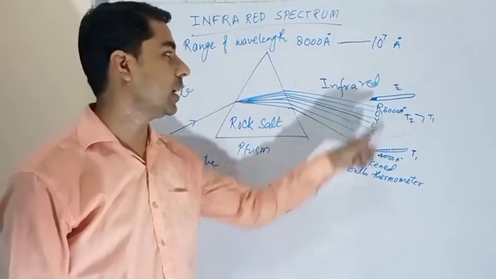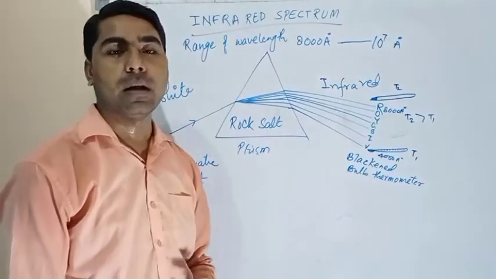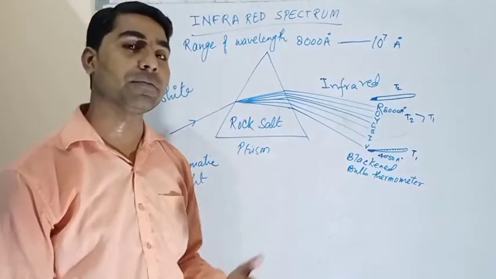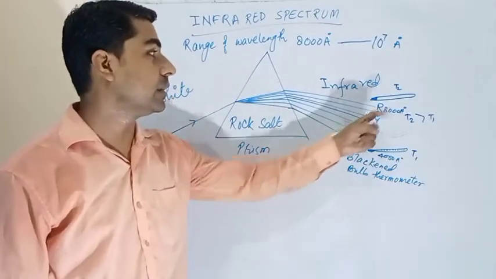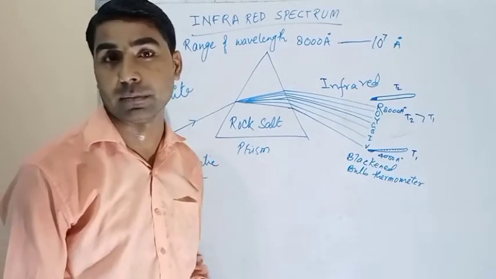Now, how to detect the infrared spectrum? First, we can use the blackened bulb thermometer. This is a very easy thing. In an examination it is asked how you will detect infrared spectrum, or whether there is infrared spectrum somewhere. What will you use? The blackened bulb thermometer. Not only a thermometer, but a blackened bulb thermometer.